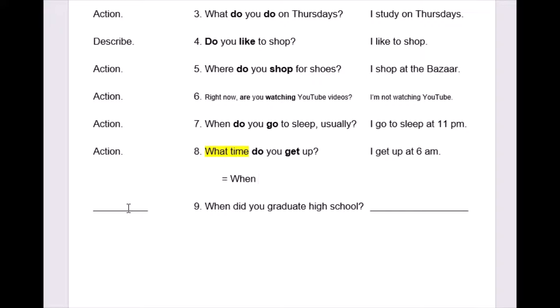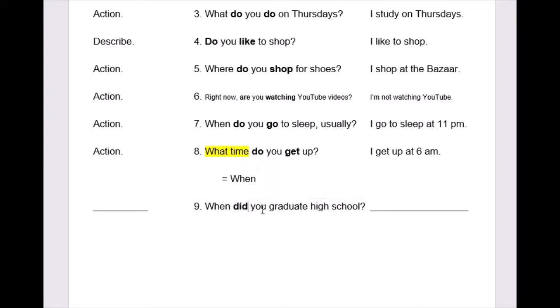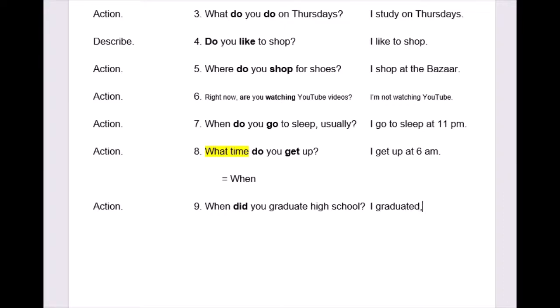Usually. All right. Number 9, when did you graduate high school? When did you graduate? What's the verb tense of this question? Present or past simple? Past simple, okay. Is this describing or is this an action? Action, okay. When did you graduate? I graduated in 2003.